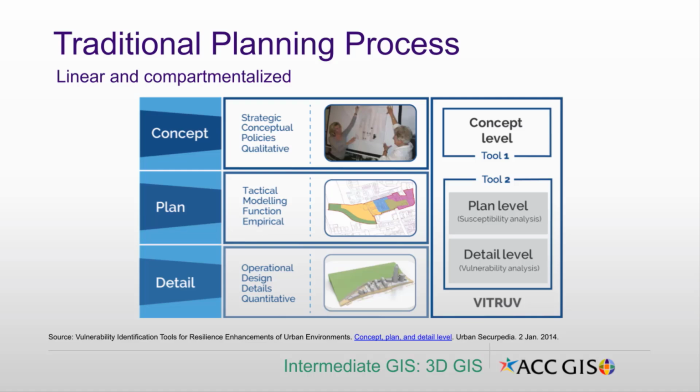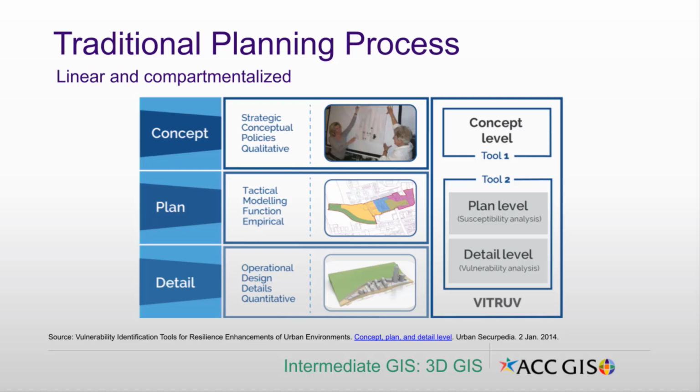Here's a diagram of the traditional planning process, which is very linear, and all of the participants' roles are very compartmentalized. It has a conceptual, planning, and detailed phase that generate a concept level, plan level, and detail level development scenario. Now, the stakeholder input happens at the very beginning of this process in the conceptual phase, in which you go out and meet with your local and political officials and the public to get their input into the concept. At that point, it gets handed off to the planners who develop the plan level document, and then that gets handed off to the architects and engineers who develop the detailed level development scenario.